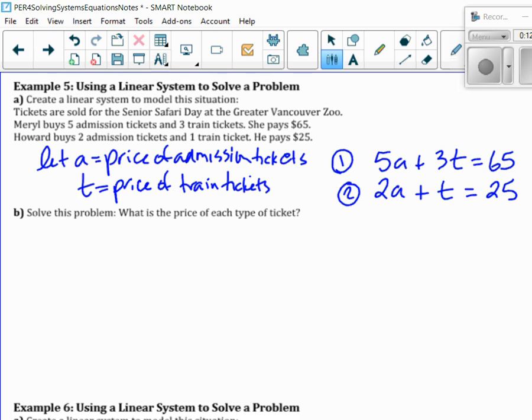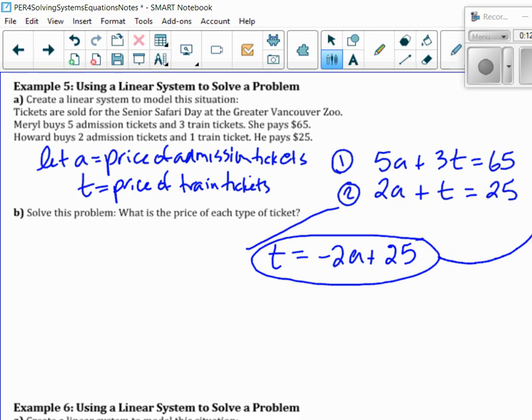Which equation is the easiest one to solve for a variable? 2. And what am I going to solve for? T. So I'm going to take 2 and say t equals what? Yeah, -2a plus 25. And then what am I going to do with this expression here? Sub it into the other one. Do you see that? So then I get 5a plus 3, instead of the t now, I'm writing -2a plus 25 equals 65.